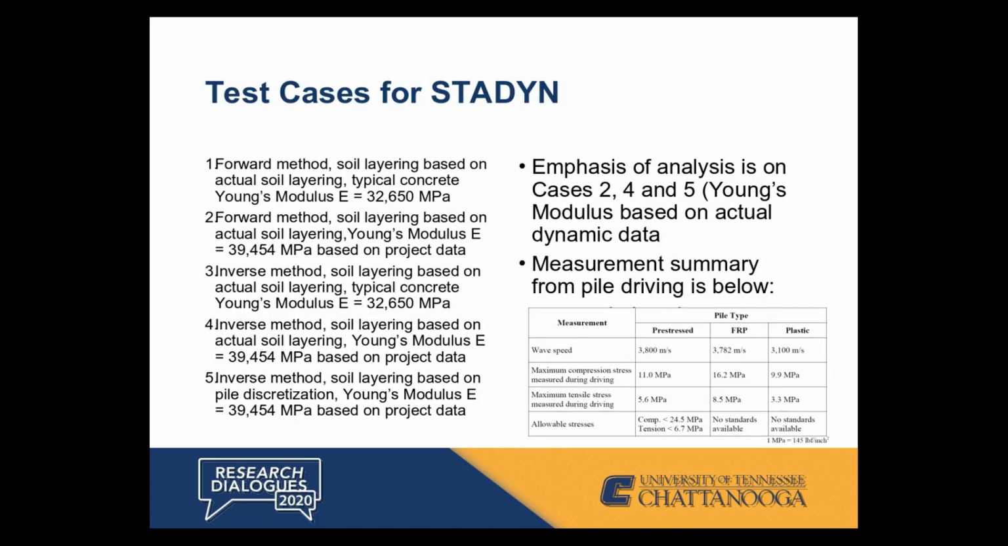We have 5 test cases. Oh, by the way, before I get into the test cases, if you look on the right, there's another pile driving summary given in the report where the wave speed is about 3,800 meters per second. And actually, both of the other cases indicate, and you can read the paper for more details, in excess of 4,000 meters per second. That is another discrepancy. One of the things we learned from this study is that if you're using existing data, it pays to make sure that data is internally consistent.